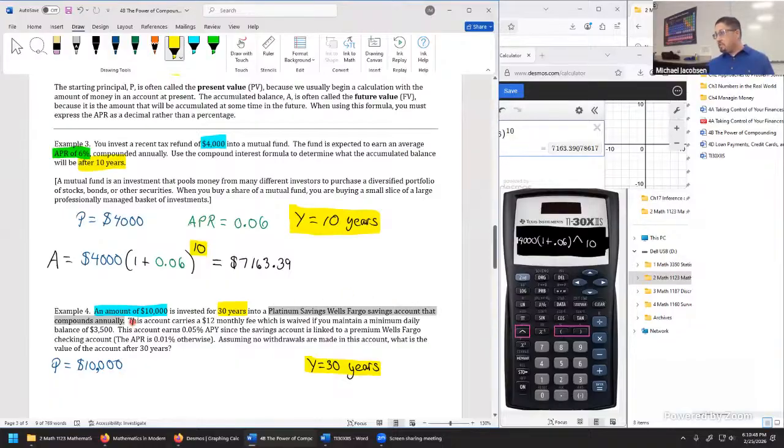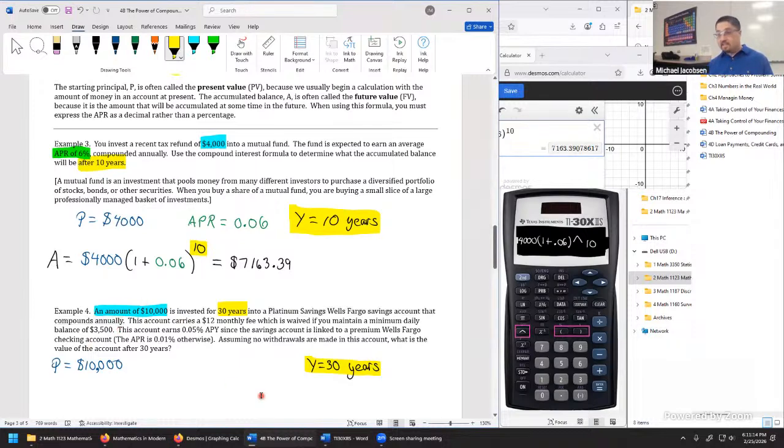So this account has a $12 monthly fee, so it doesn't sound like the best savings account. Most savings accounts don't have monthly fees typically, but we're told it's waived if you maintain a minimum daily balance of $3,500 in that savings account. So we're not in trouble on the monthly fee. We're investing, again, a huge chunk of change, $10,000.